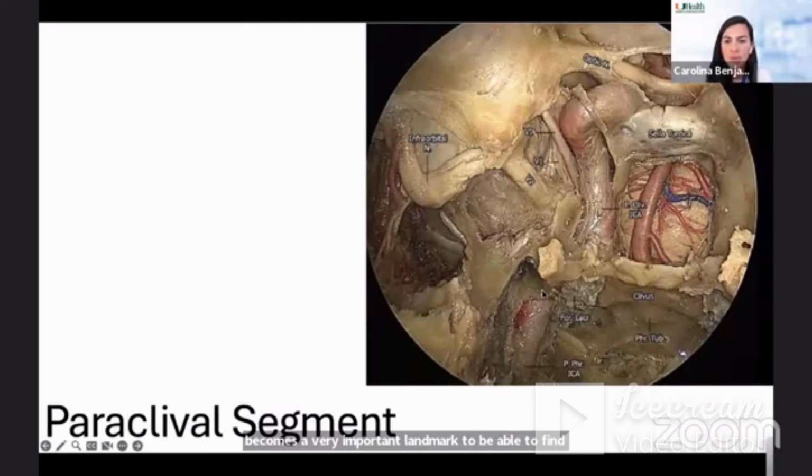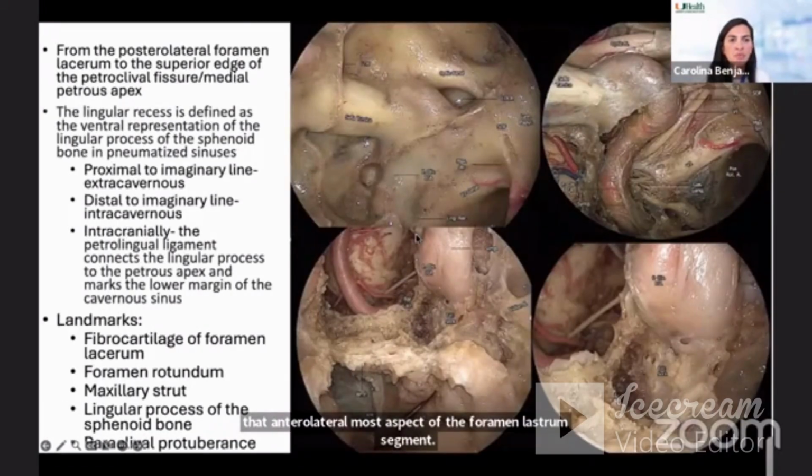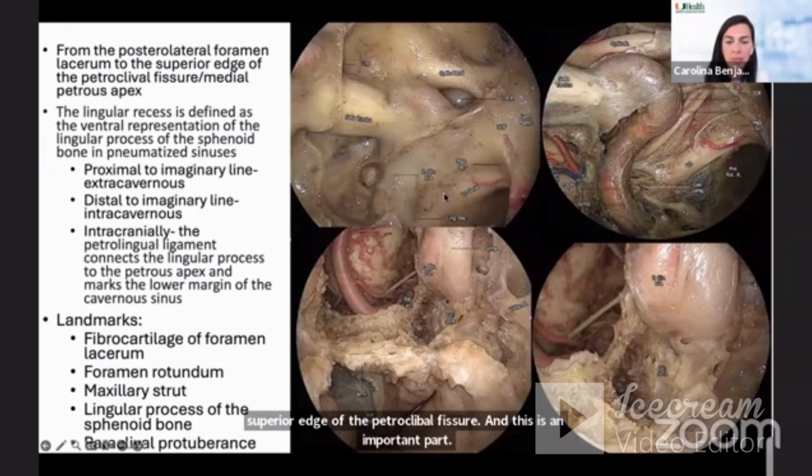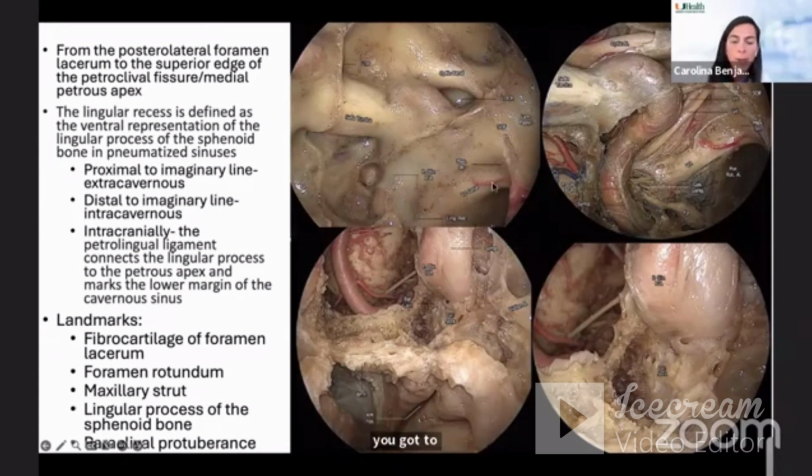Then we get to the paraclival carotid artery, and this goes from the posterolateral foramen lacerum to the superior edge of the petroclival fissure. And there, this is an important part. You've got to identify the bony landmarks as well as the soft tissue landmarks, and that's important throughout the whole endonasal approach. Essentially, what you have here is your maxillary strut, right? That's a bony landmark that we know, and we have the lingular recess.